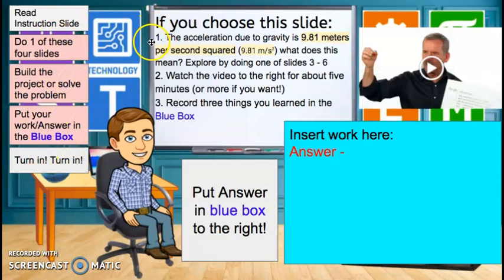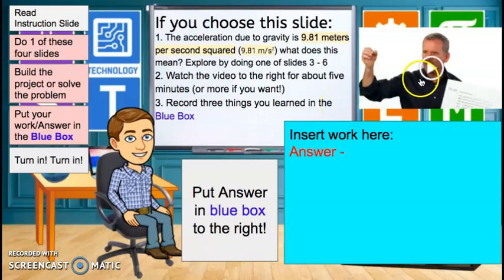If you choose this slide, 1, the acceleration due to gravity, we read that. It's constant at Earth's surface. 2, watch the video to the right for about 5 minutes or more if you want to. 3, record 3 things you learned in the blue box.